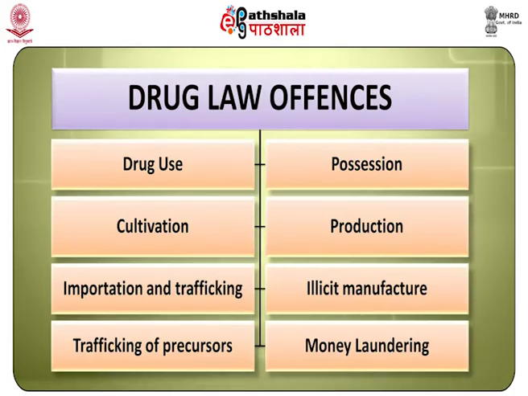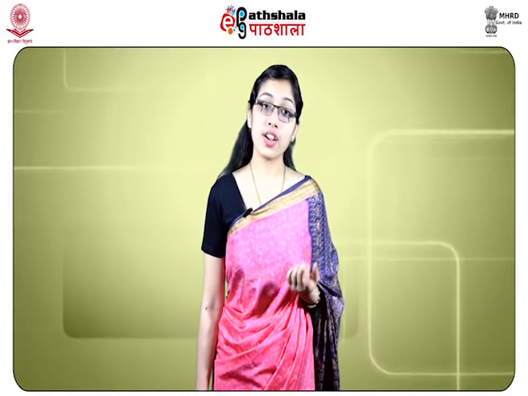Violations of drug-related law may include the drug law offences such as drug use, possession, cultivation, production, importation and trafficking, but also other allied offences such as the illicit manufacture and trafficking of precursors or money laundering. Drug driving, that is driving under the influence of drugs, offences are also included in this category of drug-related crime.